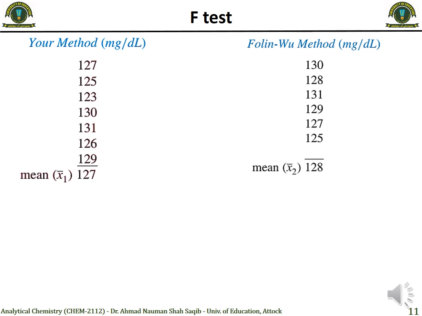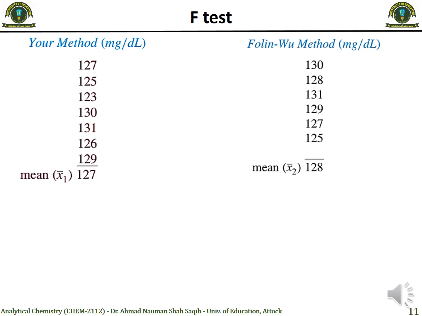Now I want to compare it with another standard method, which is the Falling-Boom method, and from that method, for example, we carried out 6 analyses and the mean is 128. So mean 1 is 127 and from the standard method it is 128. However, the degrees of freedom will be different because the sample number is 7 in our method and 6 in the other method. So in our method 7 minus 1, the degree of freedom will be 6, and in the other method it will be 5. So first we will calculate the F value from these two methods, and then we will compare it with the table.